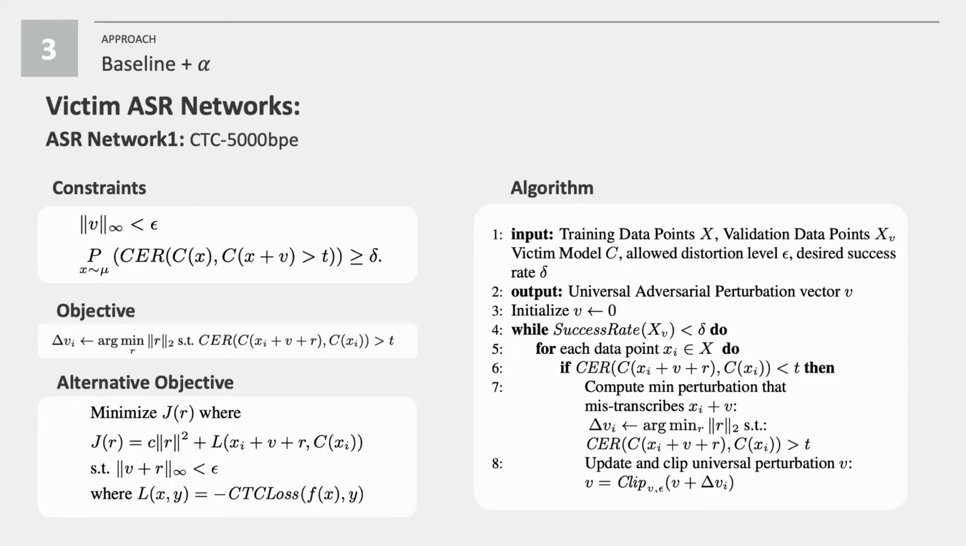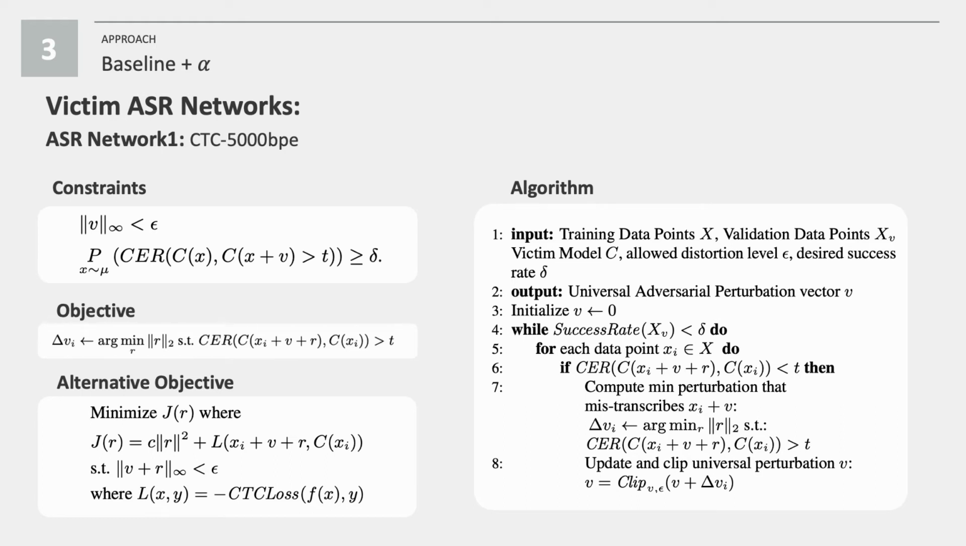Our baseline is universal adversarial attack. It aims to find a single universal perturbation that can fool most of the data points. This perturbation should be small enough to be imperceptible, but it should also fool our target ASR. We generate a small perturbation that can fool each data point, and we accumulate and clip these small perturbations while iterating over the whole data points.